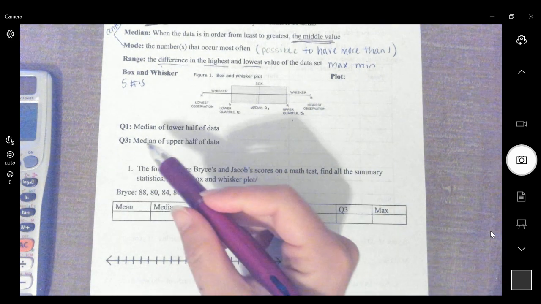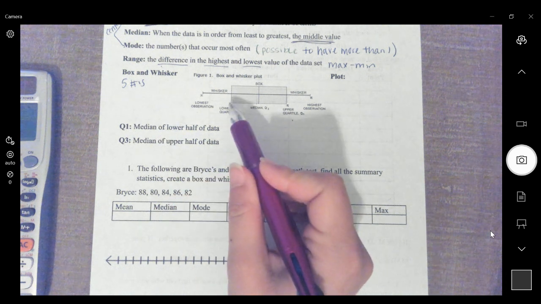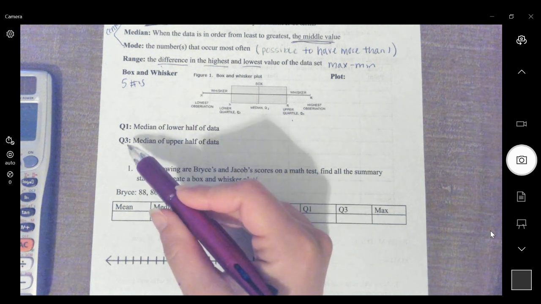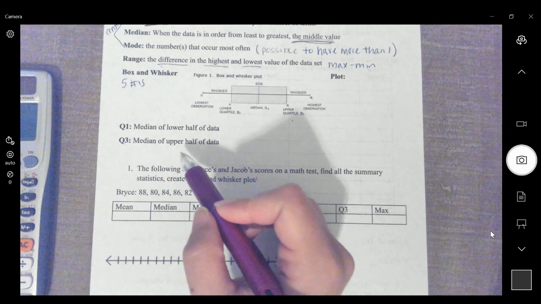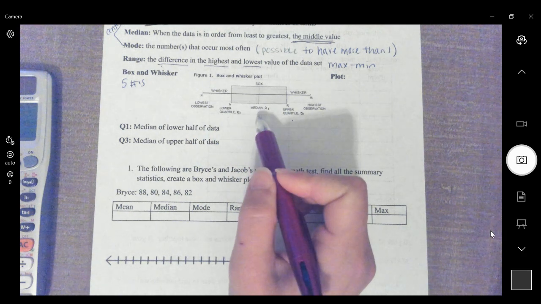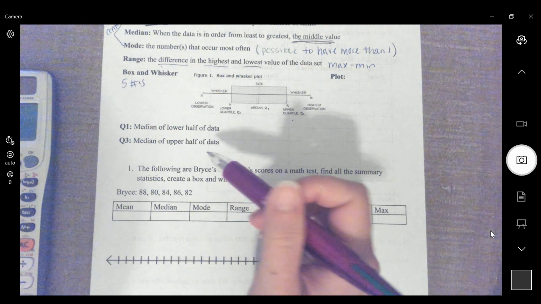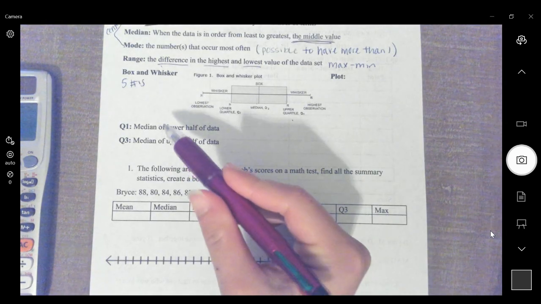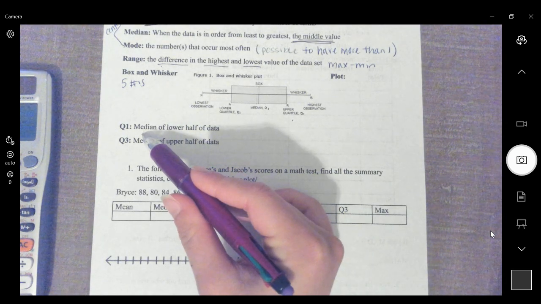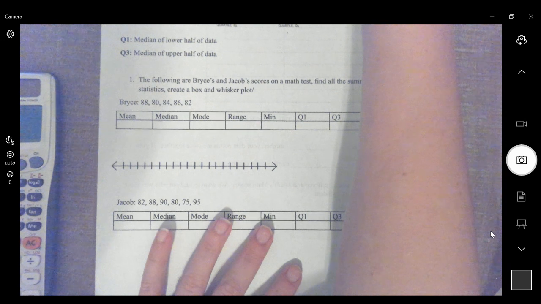Q1 or quartile 1 is the median of your lower half of your data. And then Q3 or quartile 3 is the median of your upper half. If you can see, Q2 is missing, because Q2 or quartile 2 is your actual median. So basically you split it into 4 parts. The first splitting part is your Q1, the last one is your Q3. So use that to help you find these things down here.